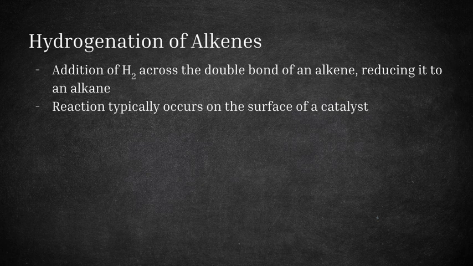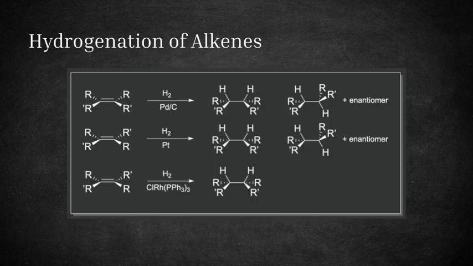This reaction requires the use of a catalyst, such as palladium on carbon, Pd/C, or platinum, Pt, to facilitate the breaking of the H-H bond and the subsequent addition of hydrogen atoms to the alkene. The reaction typically occurs on the surface of the catalyst, and depending on the catalyst used, it can lead to predominantly syn addition of hydrogen atoms to the same face of the alkene. However, some catalysts are not stereospecific and may result in a mixture of syn and anti-addition products.